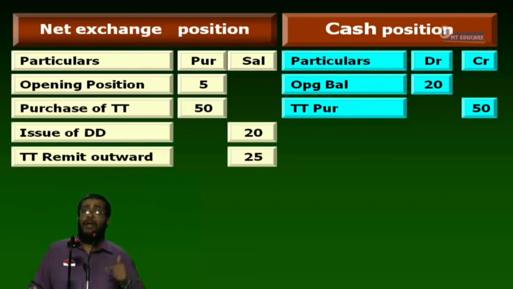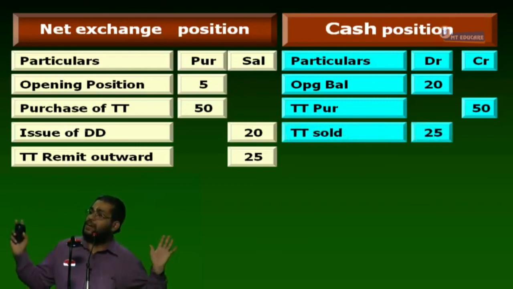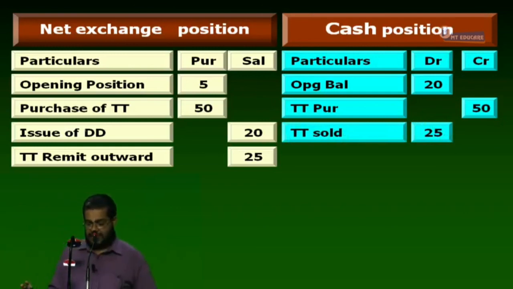Can I proceed or not? No. Will it affect the cash portion or not? Yes. It will withdraw what? 25,000 pounds and sell to the customer. In that case, TT sold is going to be debited or credited? Debited 25,000. Does everybody accept or not? No. This is regarding the next item.